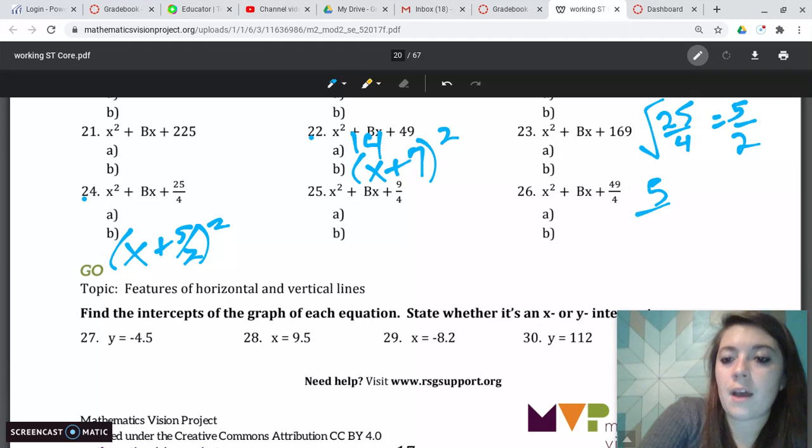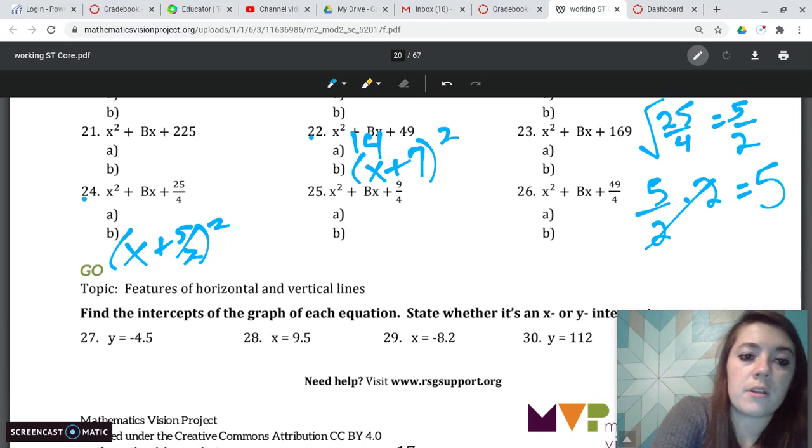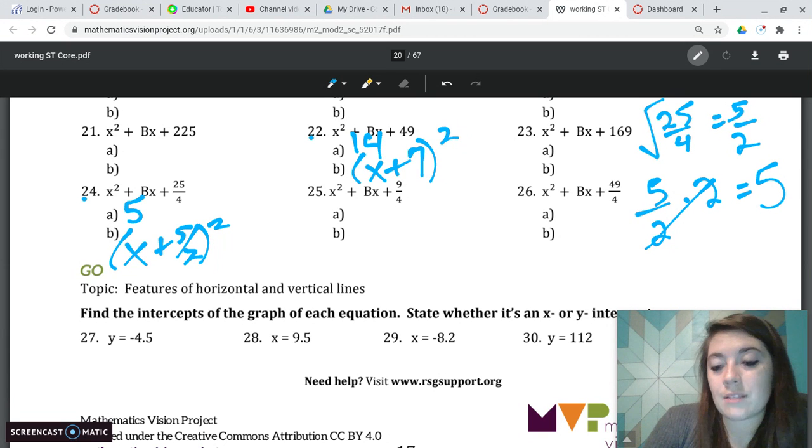Now, we take the 5 over 2 and we times it by 2. The 2's cancel, so we're left with just 5. So our b value is 5. So essentially, the 24, 25, and 26 are going to be a little bit easier. No matter what, this term is going to be over 2, and it's just whatever your numerator is, take the square root of that, and that'll get you your answer.